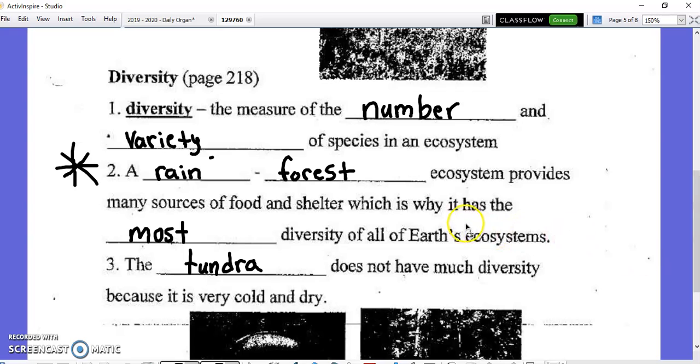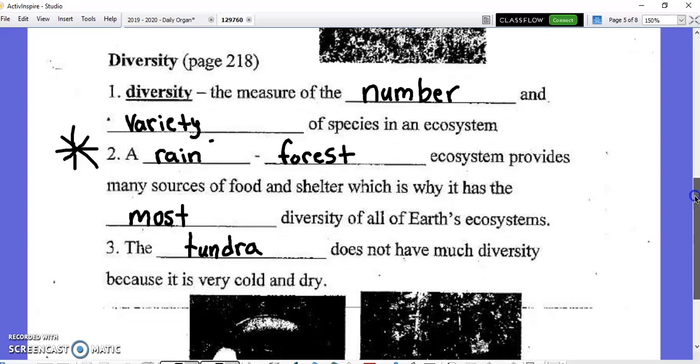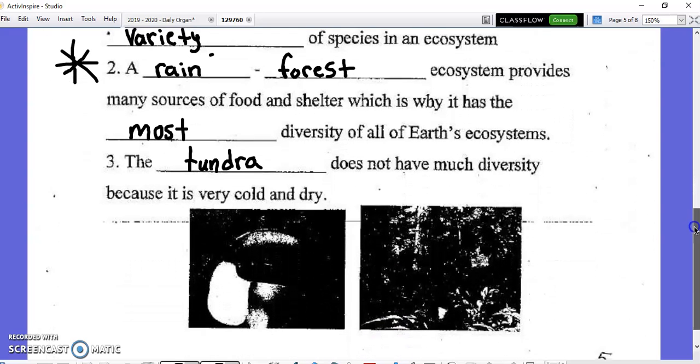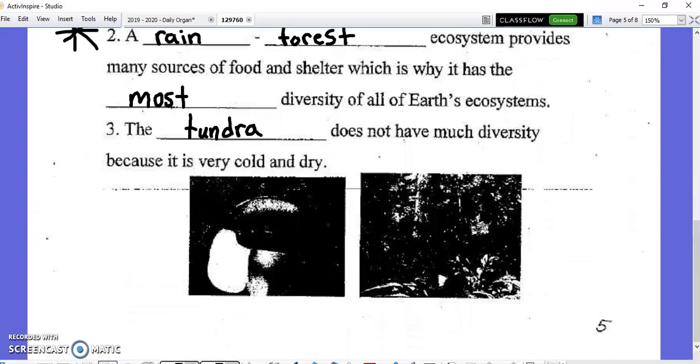Diversity is the measure of the number and variety of species of an ecosystem. A star next to the rainforest because we studied the rainforest as the ecosystem that provides many sources of food and shelter, which is why it's the most diverse of all the ecosystems. The exact opposite is the tundra. Because it's so bitter and cold, it does not support a lot of diversity. We live in the deciduous forest, which supports 4 separate seasons.